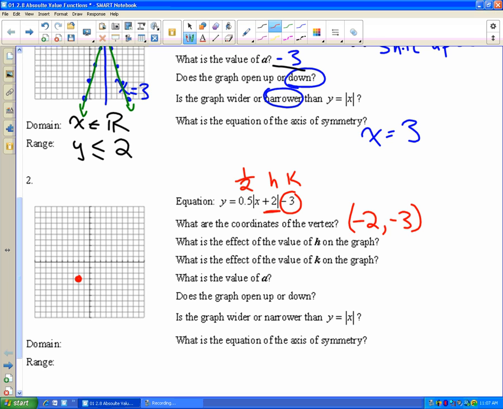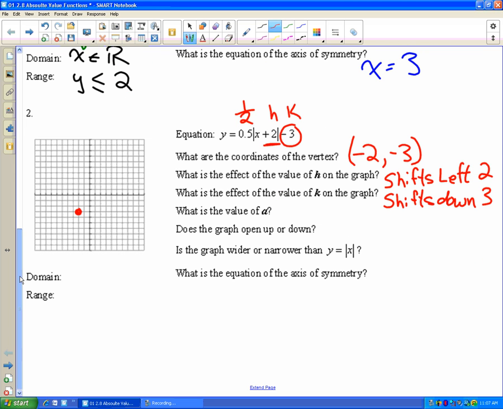What is the effect of h on the graph? Again, that tells me that it shifts the graph left. Because it's a negative 2, it shifts left 2. Since it's a negative 3, it shifts down 3. That's the value of h and k. Since they're both negative numbers, they go left and down. What's the value of a? I can say that a is 0.5, or I'm the math teacher, I'm going to say it's 1/2.